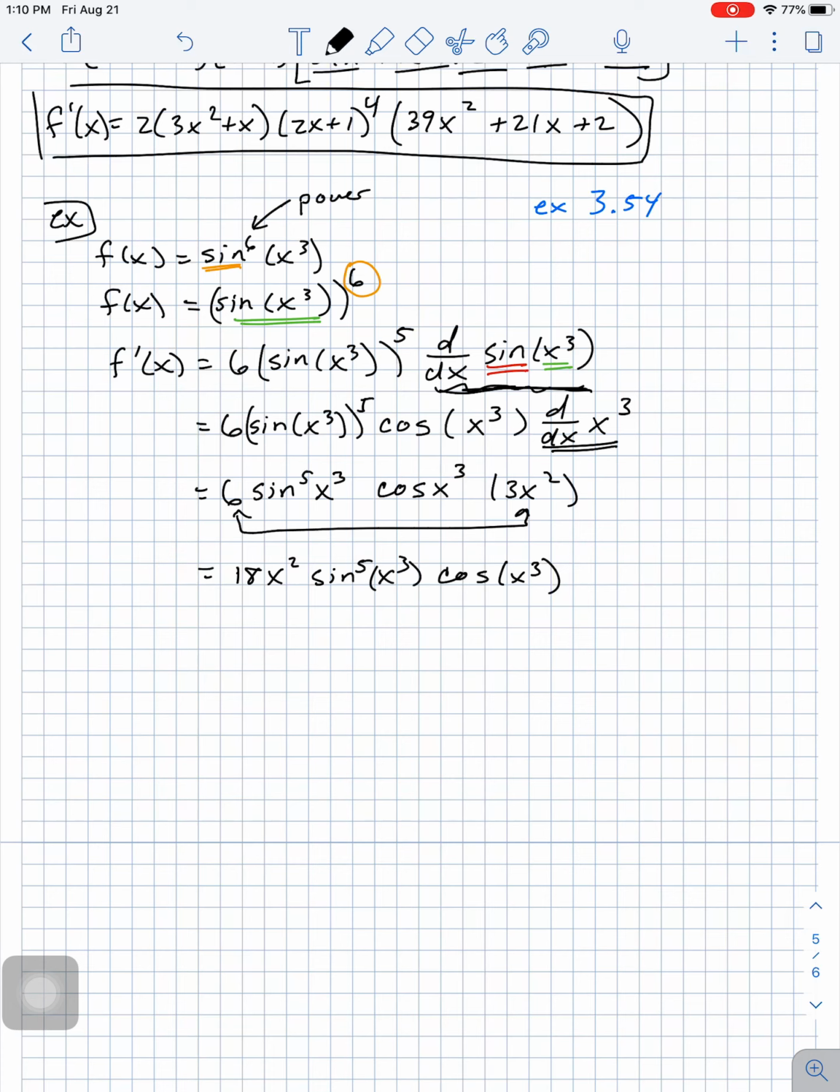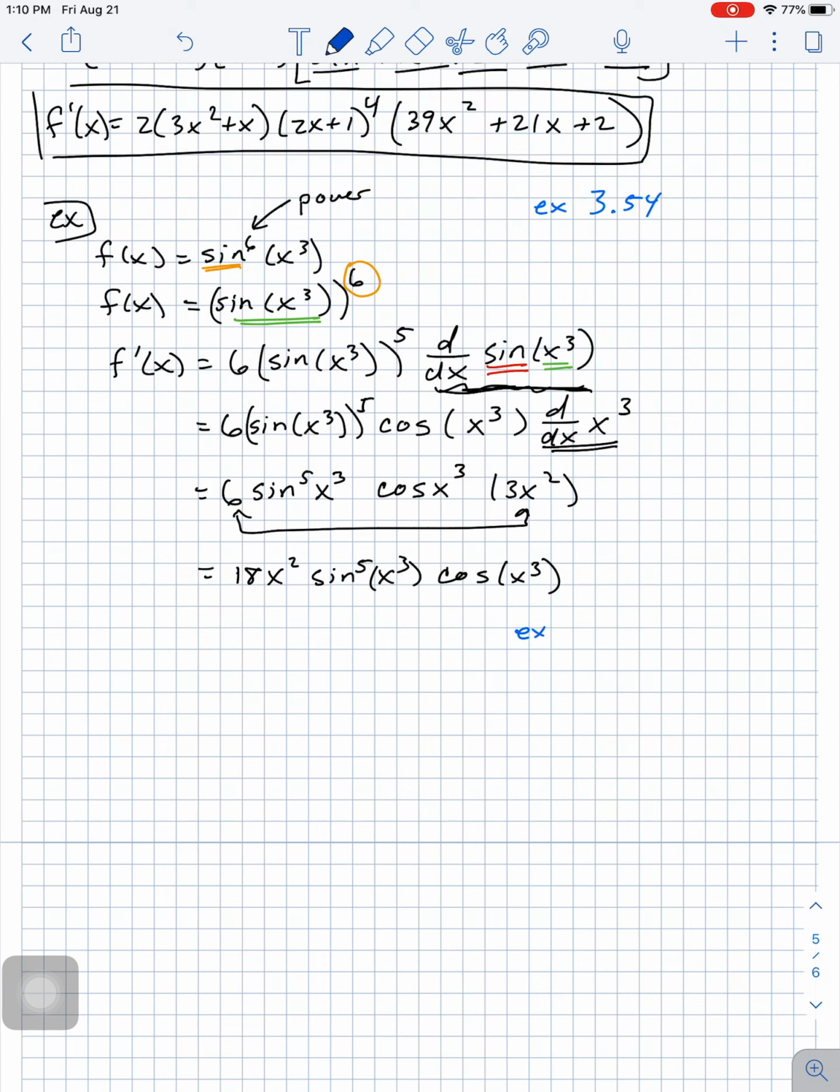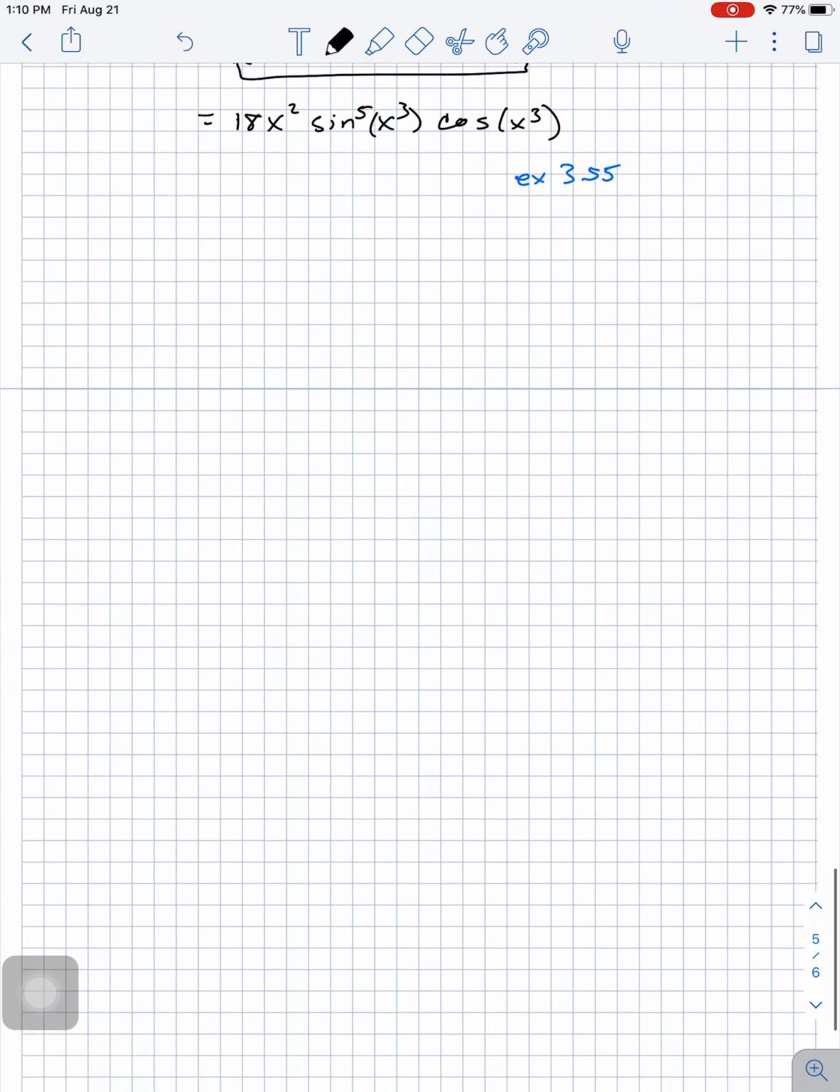Okay, so that's the example of what I call a chain inside a chain. Okay, you could try example 3.55 now. And I'm going to do one more.